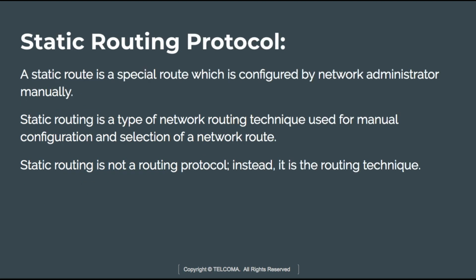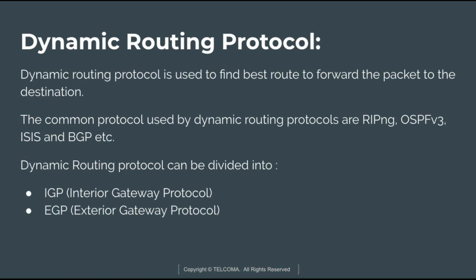Now the next part is static routing protocol. A static route is a special route that is configured manually by the network administrator. Static routing is a type of network routing technique that uses manual configuration to select the network route. Static routing is not a routing protocol. Instead, it is a routing technique, and it is used where the network parameters and environment are expected to remain constant, and it is used in small networks.